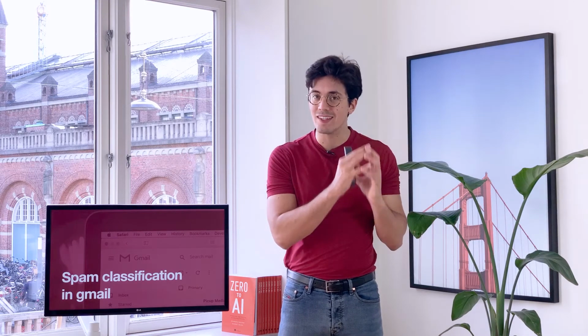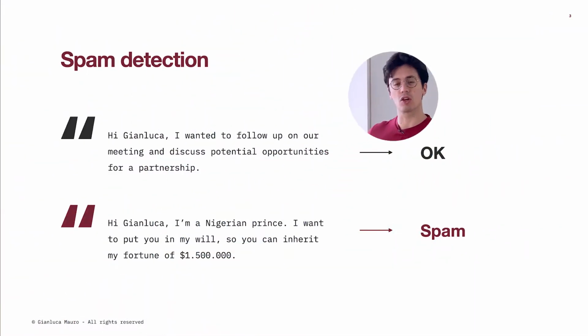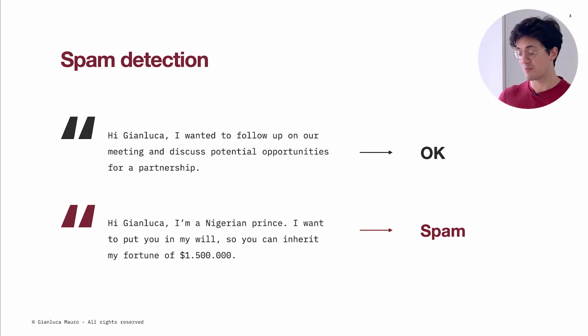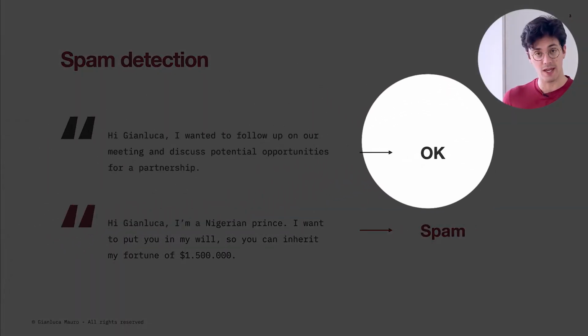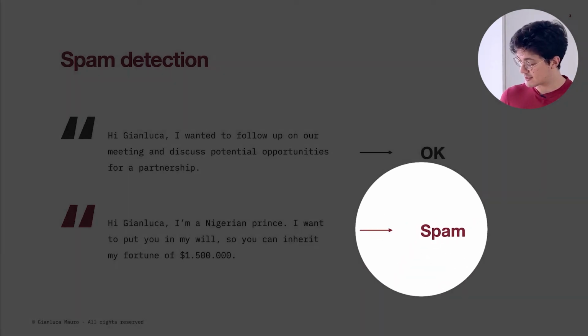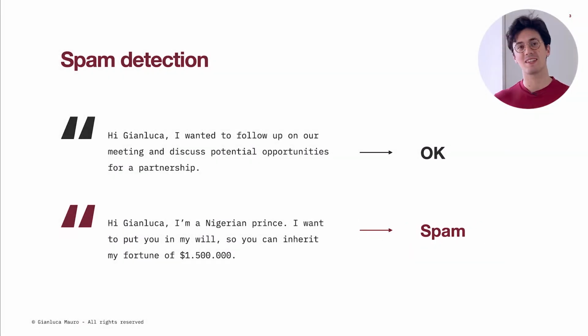Well, stuff doesn't get there by magic. There's actually some pretty interesting AI algorithm that checks the content of the emails and decides whether the email is spam or not. Let's understand a little bit better how this works. So this is the main concept. What we want to do is take some piece of text and classify it as okay, something interesting, or as spam.